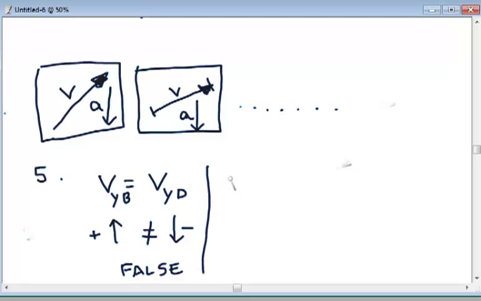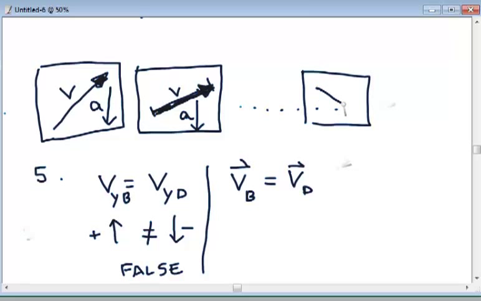The next statement we would look at maybe is this one that looks at the vector, the full velocity at B. Well, that's this thing up here. This is the full velocity at B. Is that vector equal in all respects to the full velocity at D? If we looked at that picture up above, you could see that it's not. It's the exact same length, but it's a different direction. And if it's a vector equation, the length and the direction have to be the same, but these are not the same because the direction is different, therefore that is false.